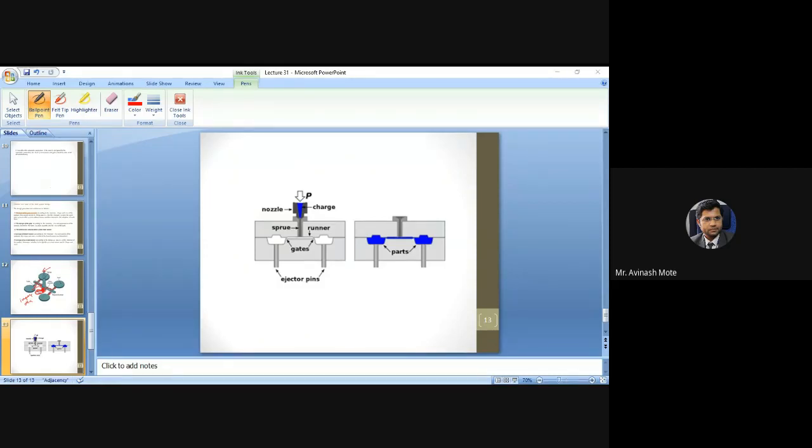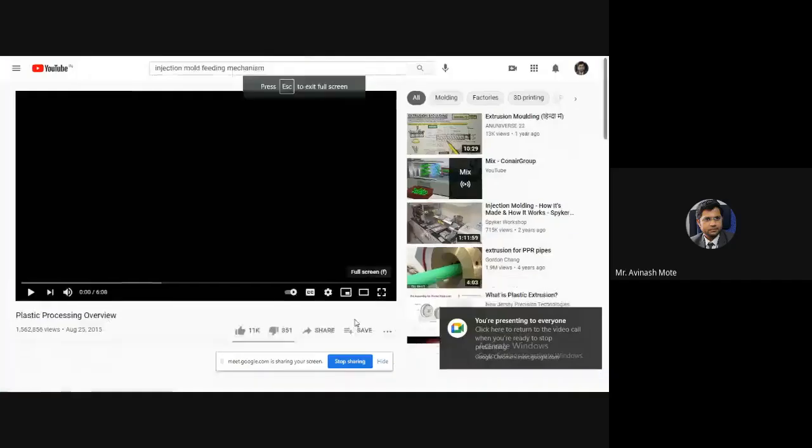Just a minute. Okay, first of all, let's see the overview of this feeding mechanism, and then specifically we'll see the feeding part.